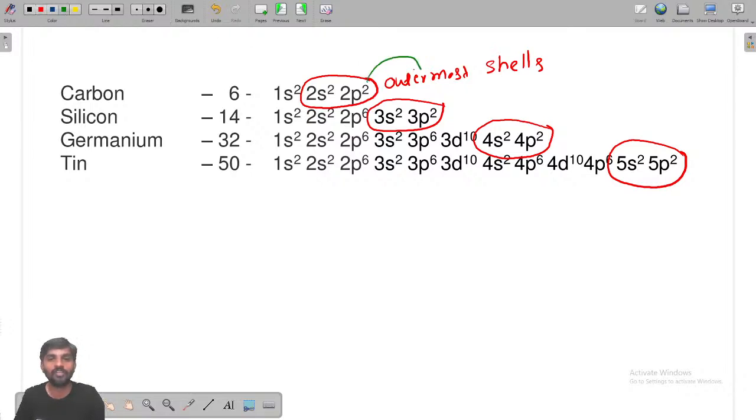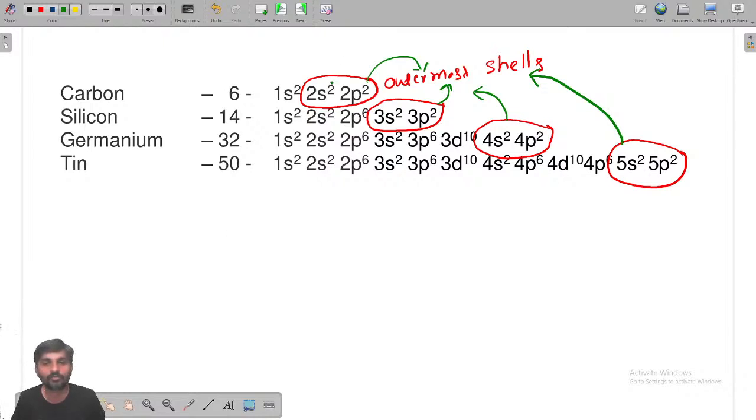This is the outermost shell. In the outermost shell, all this carbon, silicon, germanium and tin has how many electrons, sir?